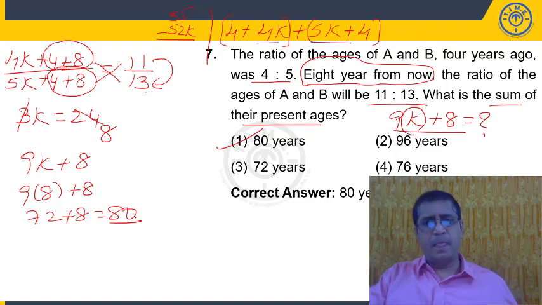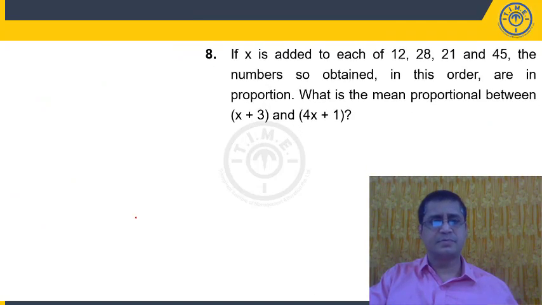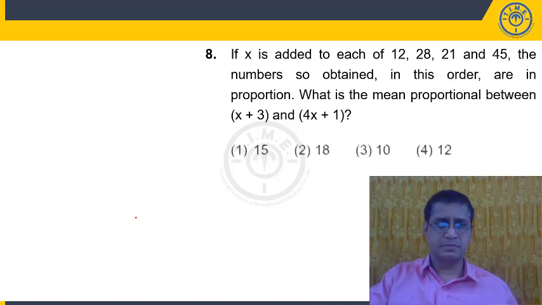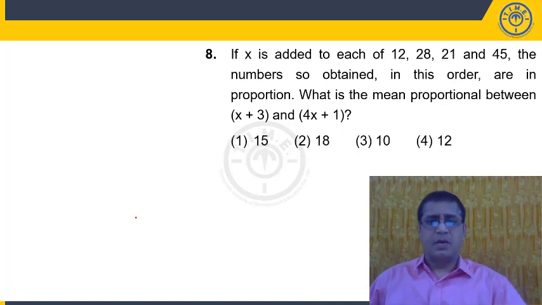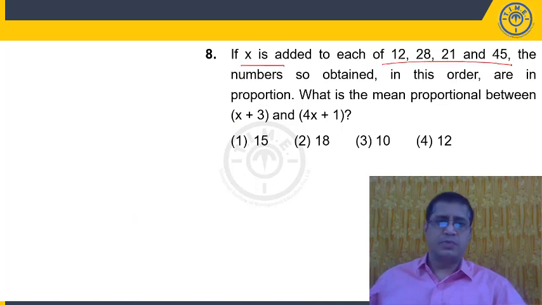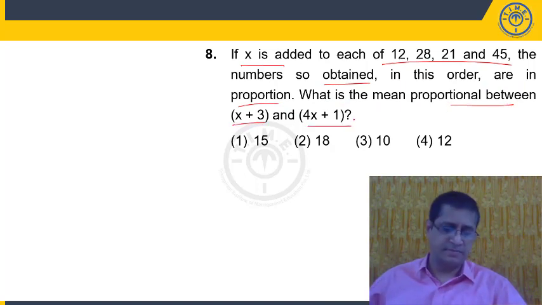So let's move to the next example. Yes, look at the next example on your screen. Question number 8. Yes, my dear students, please look at this example. If x is added to each of 12, 28, 21 and 45, and if x is added to each of the numbers so obtained, in this order they are in proportion. What is the mean proportional between x plus 3 and 4x plus 1?